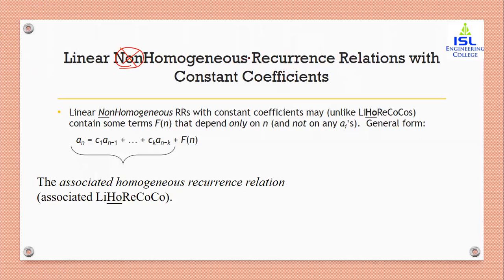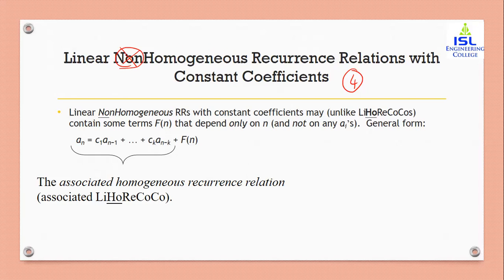Solving linear homogeneous recurrence relations, we simplified it and saw it with the help of four theorems. So we have studied four theorems for solving different kinds of linear homogeneous recurrence relations. Now, in this class, we will see non-homogeneous.